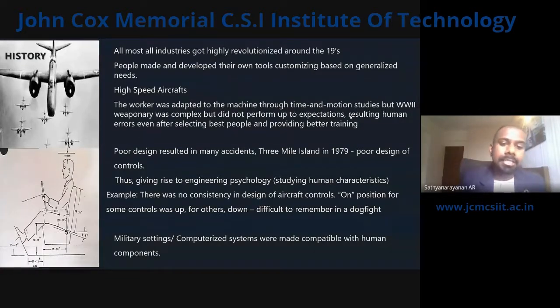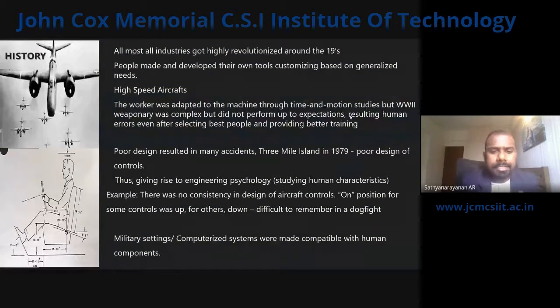Poor design results in many accidents. What are the major problems that happen? Design issues cause various losses country wise and individual wise, and the world is looking at how design has to be more adaptive and also inclusive.